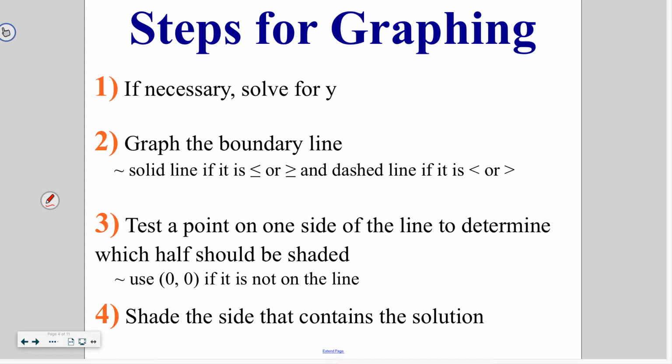Steps for graphing. If necessary, solve for y. Like we talked about in that graphing review that you watched yesterday, you need to have it in y equals mx plus b form to graph. There won't be an equal sign anymore, but we still want the y = mx + b format. You're going to go ahead and graph that boundary line, again, using a solid line if we want the answer to be included. So that's if we have the or equal to part of our inequality. And then we're going to use a dashed line if it's just less than or greater than.